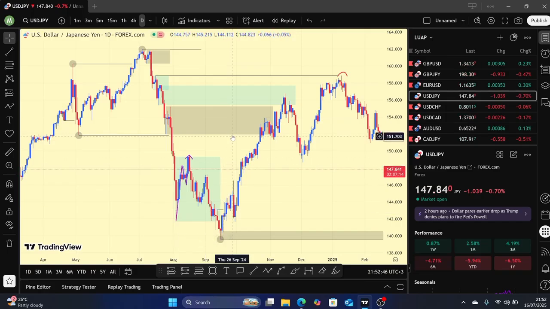And we can clearly see this here is the one that is valid. Why valid? Because it's unmitigated. This here is mitigated. We said we ignore that. So this one here is unmitigated and it is right after the inducement. So right here, this was the correct movement to the downside. Probably on the lower time frame, this wouldn't give a good reaction.